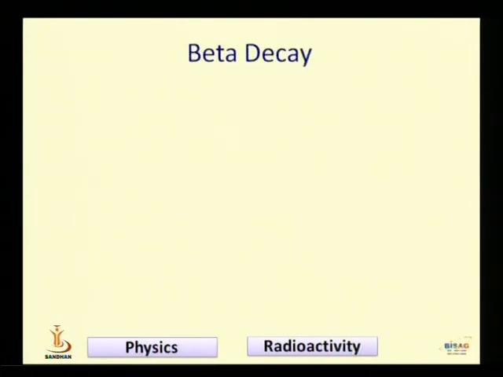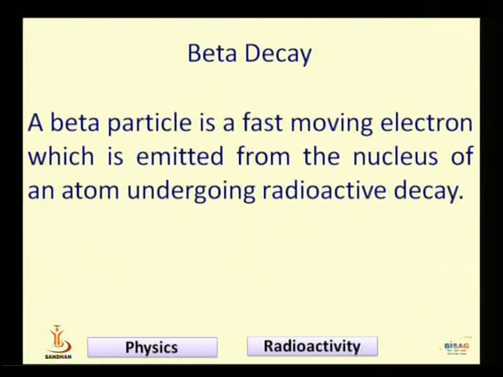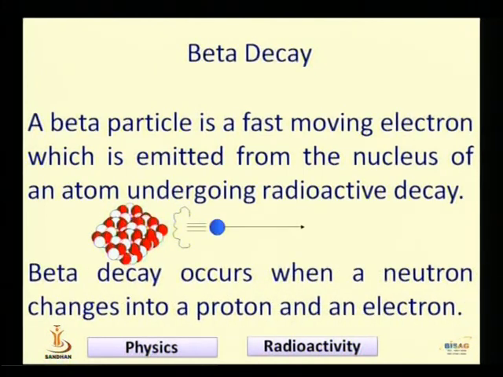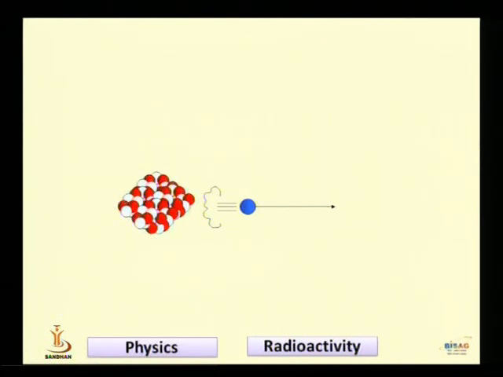Okay. Now we will discuss the beta decay. Friends, beta decay is nothing but fast moving electrons which come from the nucleus whenever the radioactive phenomenon occurs in the nucleus. Whenever a neutron is converted into a proton, at that time the beta decay will occur. See here. Beta decay occurs when a neutron changes into a proton, right? It will emit 1 electron.